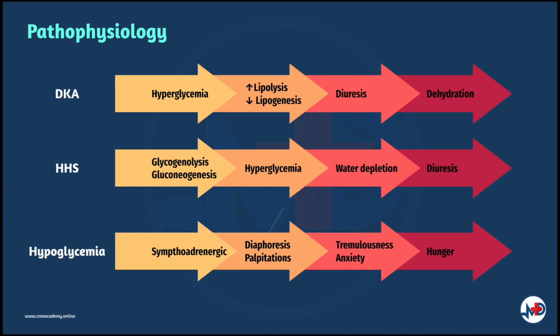Hypoglycemic symptoms essentially are caused by the stimulation of the sympathoadrenergic nervous system secondary to a decreased glucose level. This then leads to diaphoresis, palpitations, tremulousness, anxiety, and hunger.